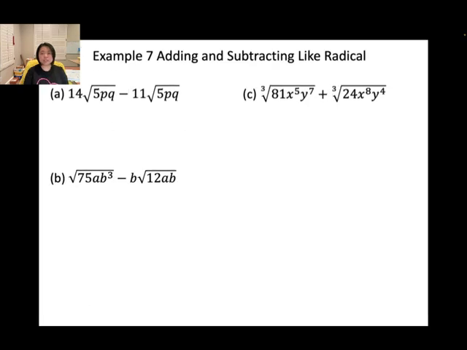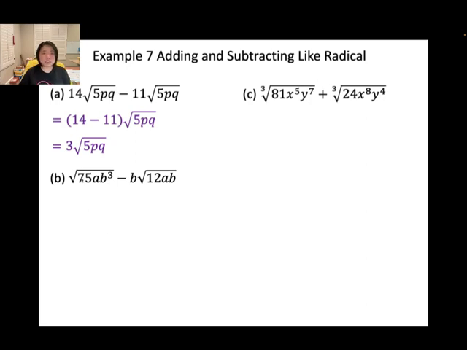Example 7, adding and subtracting radicals. For part A, we have square root of 5pq, and this is a square root of 5pq. These are like radicals, so we're going to do the subtraction, 14 minus 11. You could factor out the radical, but if you can handle it, you could just subtract it. So 14 minus 11 is 3, giving 3 square root of 5pq.